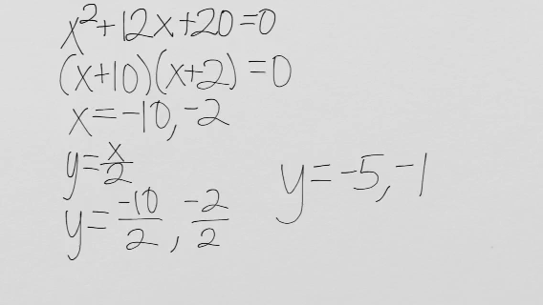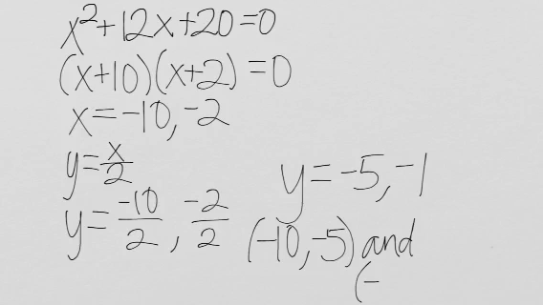So our potential coordinates for a vertical tangent line are going to be (-10, -5) and (-2, -1).